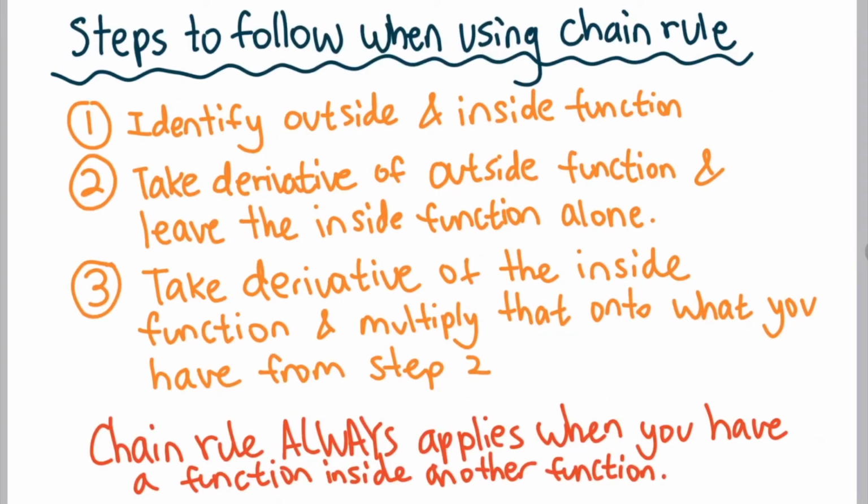So let's summarize this up real quick. What are the steps to follow when you're using chain rule, right? So first, identify the outside and the inside function. You want to identify both, so it makes your life so much easier. Second, you take the derivative of the outside function and leave the inside function completely alone. Okay, leave that there. And then third step, you take the derivative of the inside function and multiply that onto what you have from step 2, which is just the derivative of the outside function with the inside left alone, right? So multiply those two together and you have your answer.